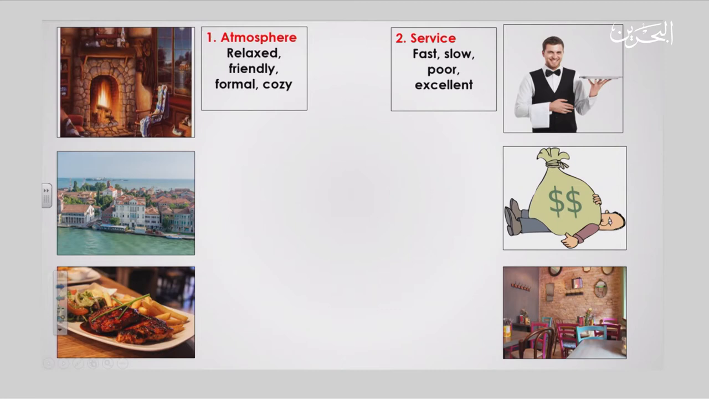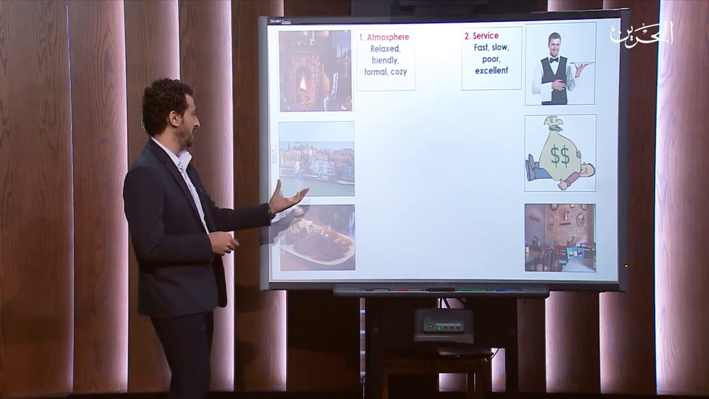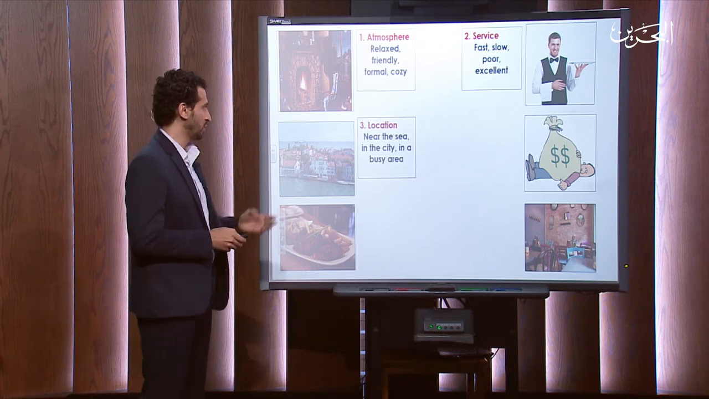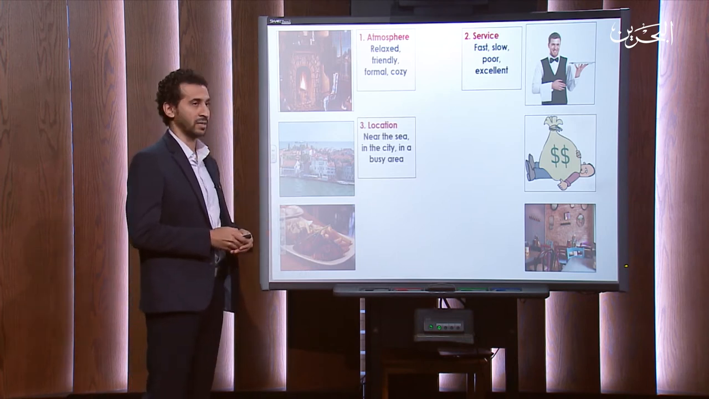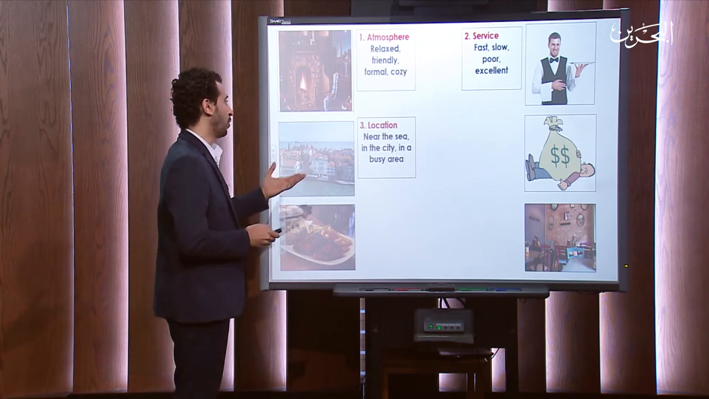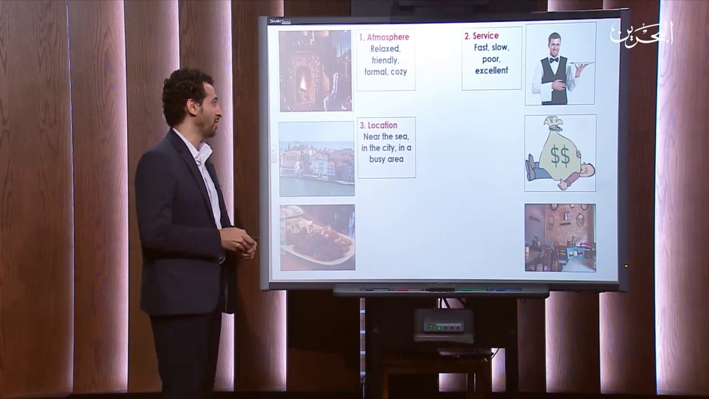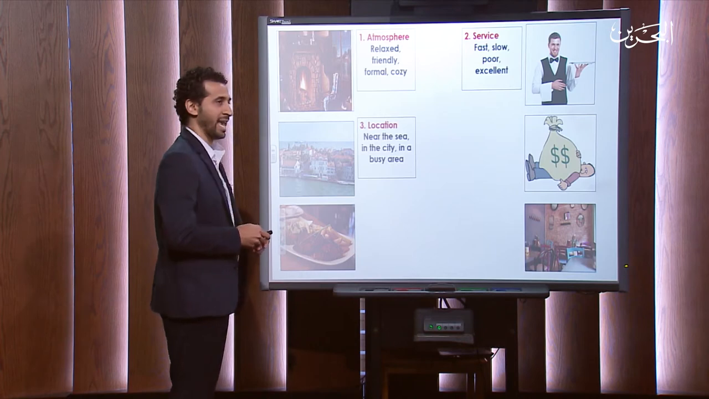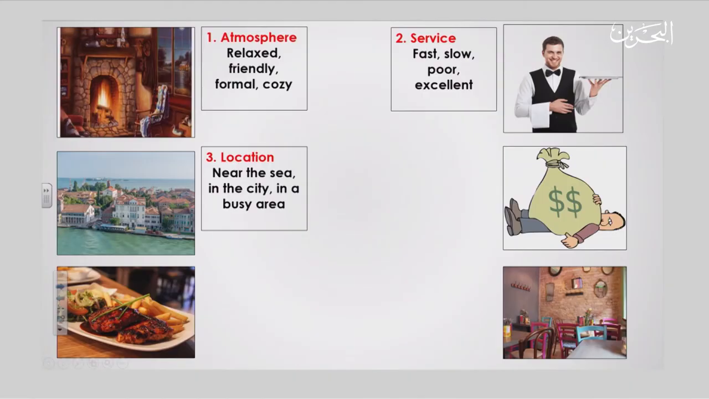Now what about this picture here? Look, there's the sea. So you can say the location. Where is the restaurant? Near the sea, it could be in the sea. Or sorry, in the city. It can't be in the sea, or it could be if you are on a cruise, for example. So in the city, in a busy area, in a quiet area, different places.